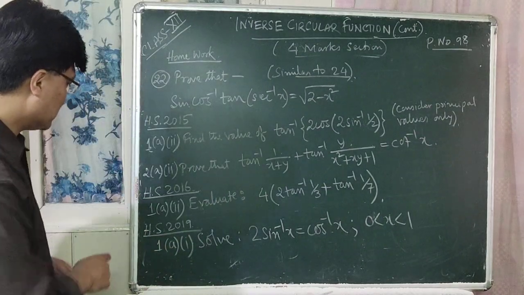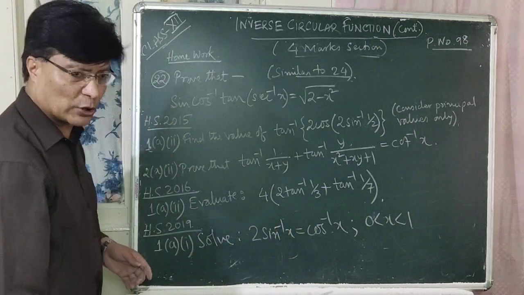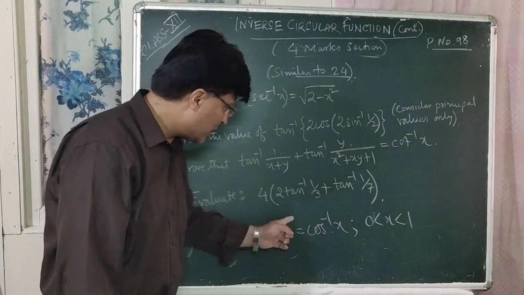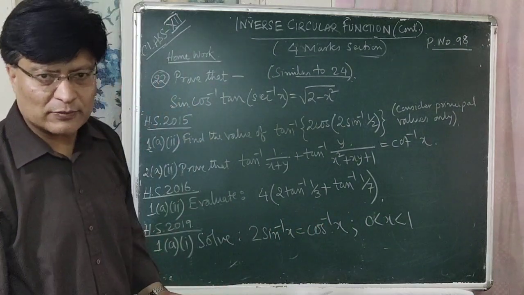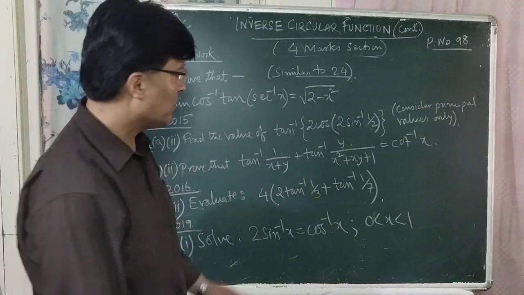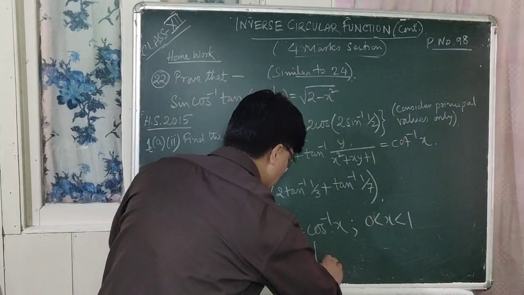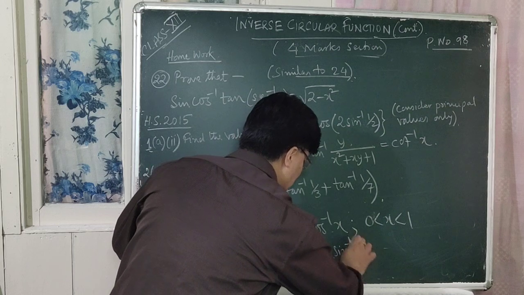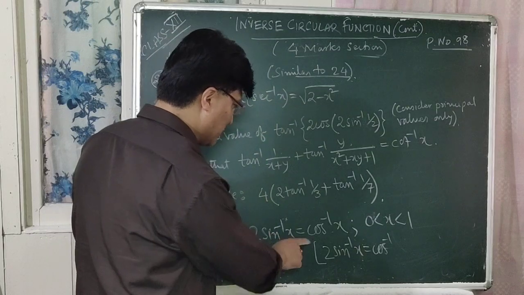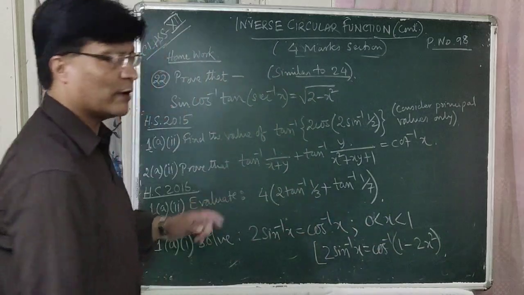Okay. And next, this is from HS 2019. You have to solve it. Solve means you have to get the value for x. Okay. So since this is 2 sin inverse x is equal to cos inverse x, you can convert this 2 sin inverse x in terms of cos inverse, isn't it? You know the formula of 2 sin inverse x in terms of cos inverse, I think. What is the formula you can use here? 2 sin inverse x is equal to cos inverse 1 minus 2x square. You should use this formula.